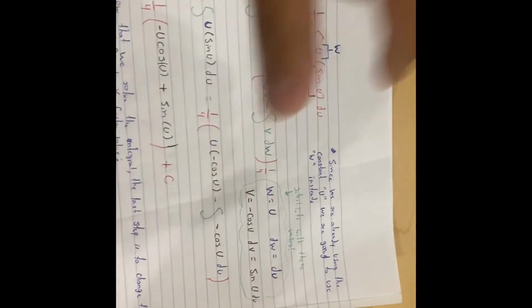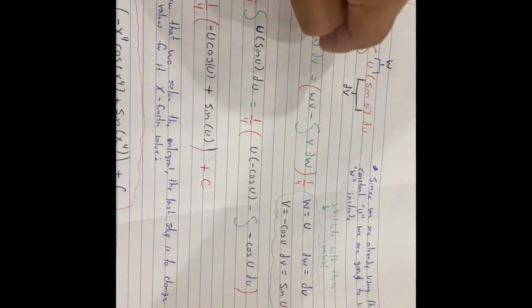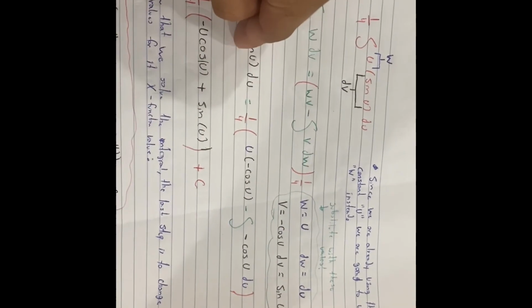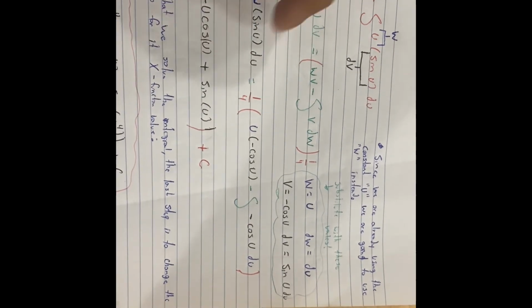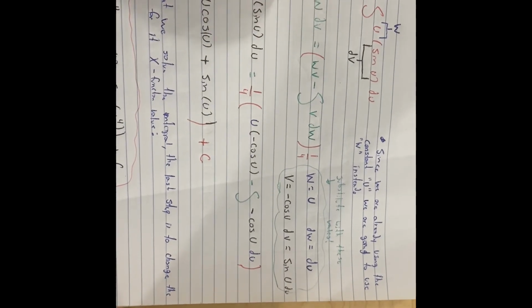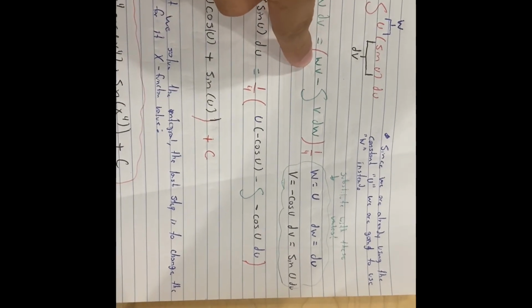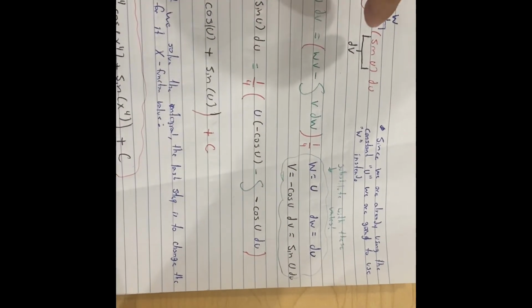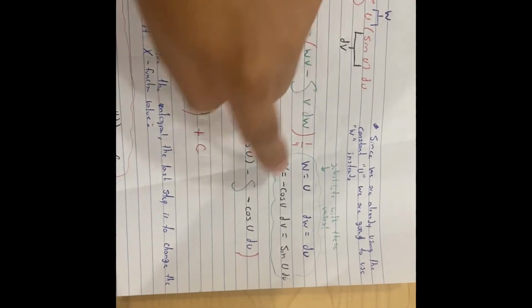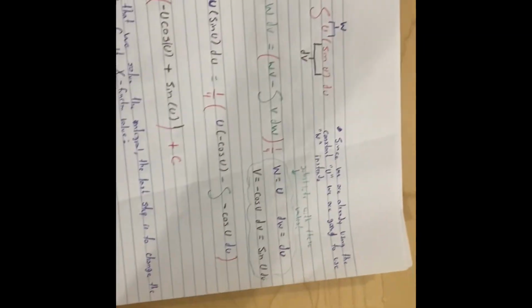Now that we have all these variables, we can go ahead and substitute them into the formula. So w is u, dv is sine of u du, which is going to equal 1/4, because we're multiplying by 1/4 from here, times w, which is u, times v, which is negative cosine of u, minus the integral of v, which is negative cosine of u, dw, which is just du.